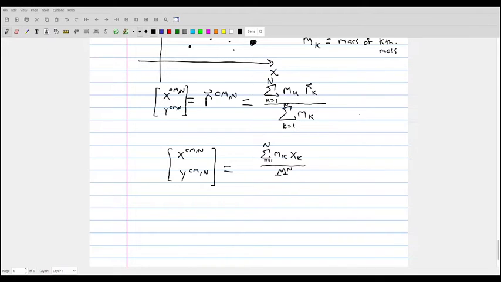Or just for short, I'm going to call this sum of the n masses m. The sum from k equals 1 to n of mk times rk over m. It's the same thing as this right here. And the y center of mass is going to be the same thing. It's the sum from k equals 1 to n, but it's of mk times yk over the total amount of mass present.